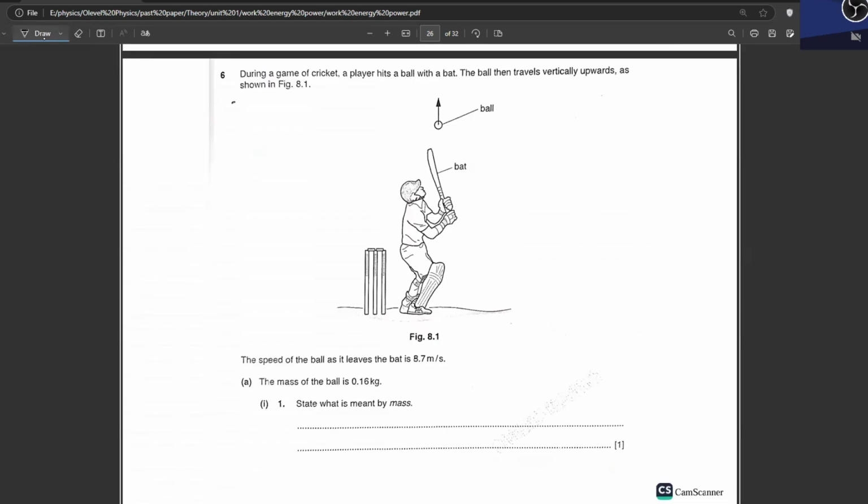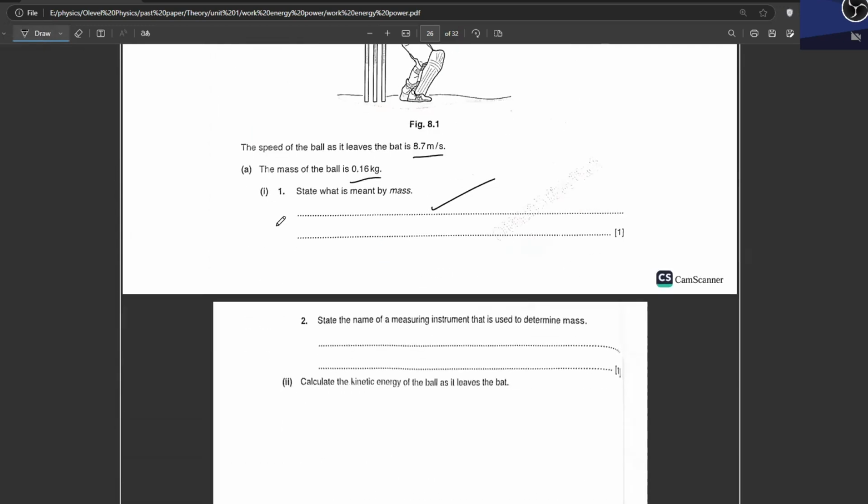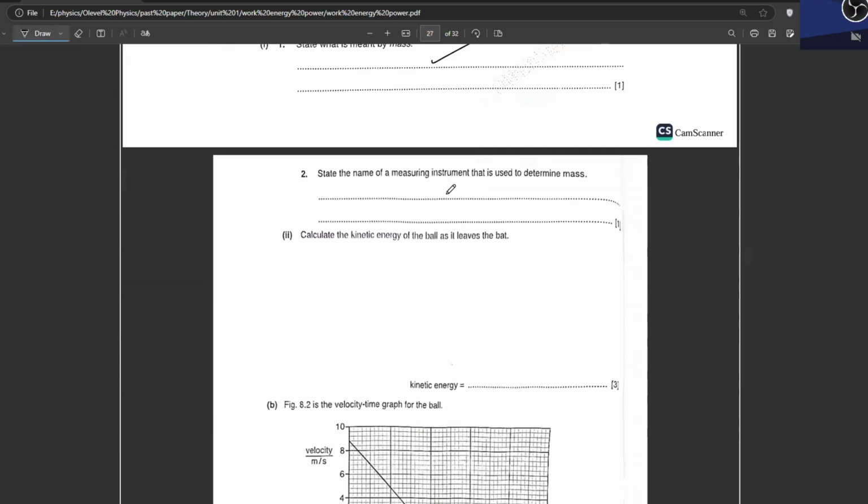During a game of cricket, a player hits the ball with a bat. The ball then travels vertically upwards as shown in figure 8.1. The speed of the ball as it leaves the bat is this. The mass is this. What is meant by mass? We have already done that several times in this past paper series. State the name of a measuring instrument that is used to measure mass.